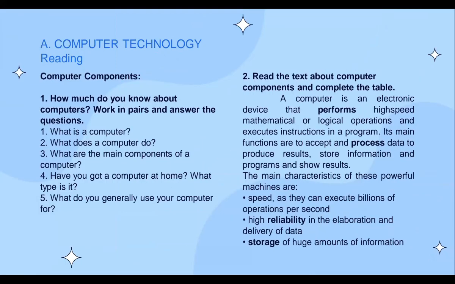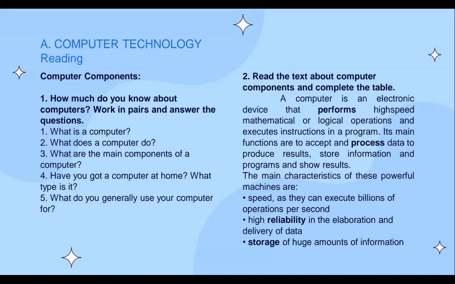A. Computer technology, reading computer components. Read the text about computer components and complete the table. A computer is an electronic device that performs high-speed mathematical or logical operations and executes instructions in a program. Its main functions are to accept and process data, to produce results, store information and programs, and show results.